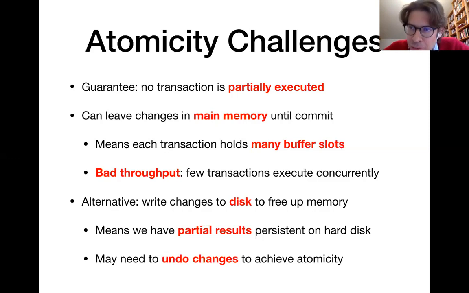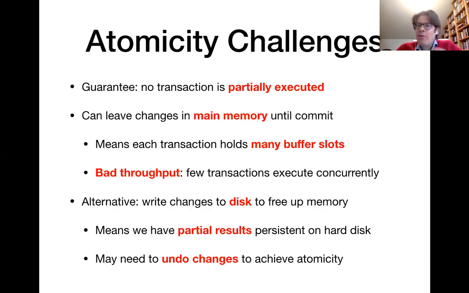The problem with this approach is this. Each transaction might change multiple pages. So if you want to avoid that those changes get written to hard disk before the transaction commits, it means that the transaction has to hold on to all of those pages in main memory until it commits. And that means that each concurrently executing transaction might have to hold many pages in main memory at the same time. And that means we cannot execute too many transactions at the same time.